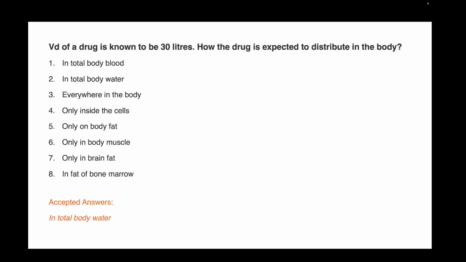If it is more than that, then it is going to be in the tissues and fatty tissues, mostly total body fat and other tissues. So since it says 30 liters, it falls near the total volume of the body water. So the correct answer here will be option 2, total body water.